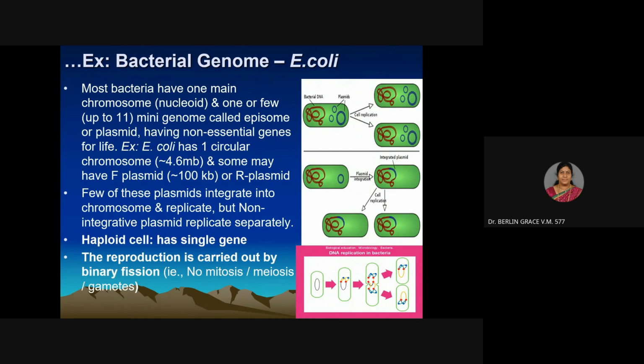Bacterial genome mostly will have one chromosome that is called nucleoid. So it is haploid in nature. It is having only one set of gene. Additionally, it will have the plasmids. It may go up to 11. E. coli is having commonly F plasmid. Some are having F plasmid and some are having R plasmid. These plasmids can integrate and multiply along with the chromosome, or else it can multiply in self replication mode in an episome manner. And reproduction is done by binary fission.